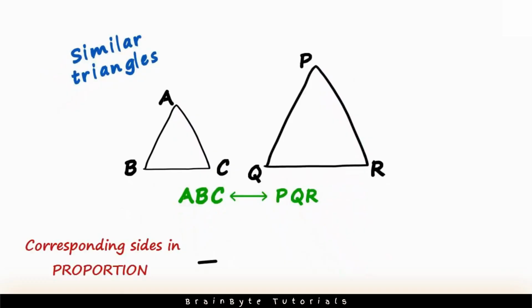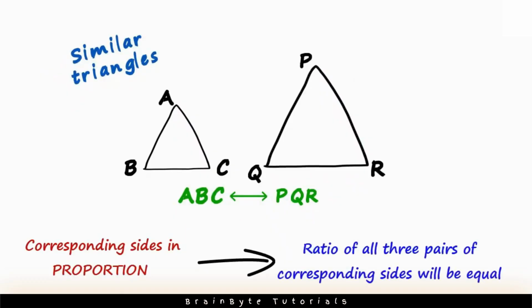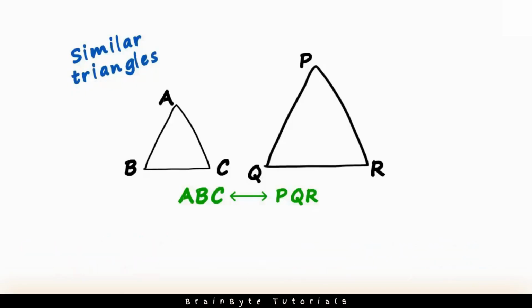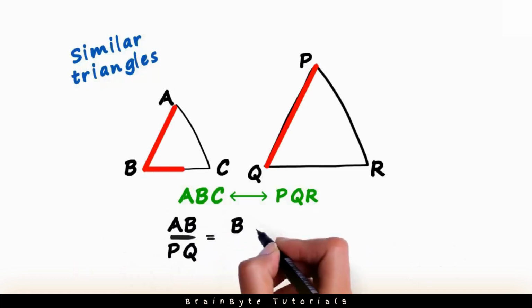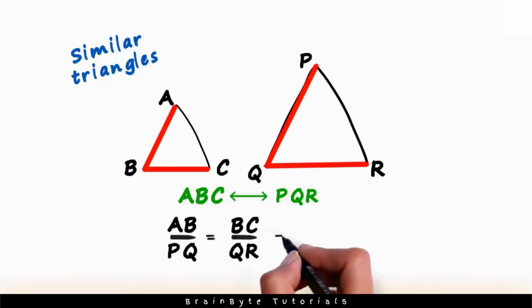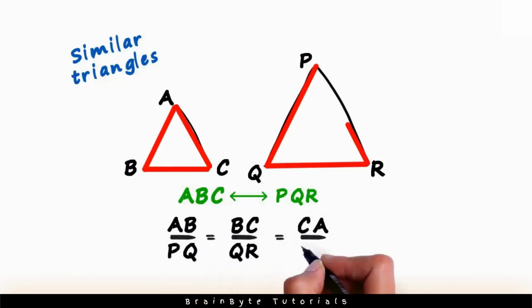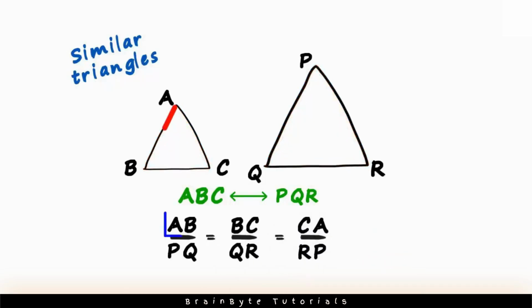Corresponding sides in proportion means the ratio of all three pairs of corresponding sides will be equal. The ratio of AB to PQ will equal the ratio of BC to QR will equal the ratio of CA to RP. AB and PQ are corresponding sides, BC and QR are corresponding sides, and CA and RP are also corresponding sides. But what does this actually mean?